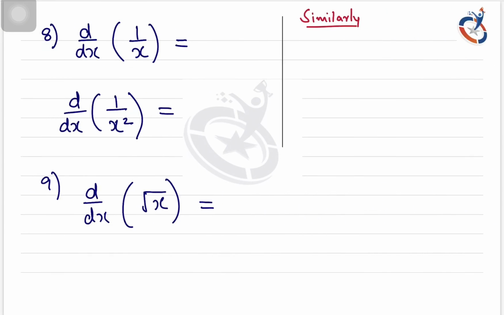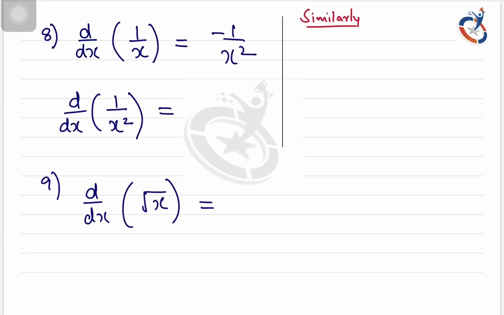The next formula is for 1 by x. Now 1 by x comes from the first formula. 1 by x is actually x raised to minus 1. So you can use the first formula: minus 1 into x raised to minus 1 becomes minus 2, and when you solve that you get the answer. So we have a formula for this. The derivative of 1 by x is minus 1 upon x square.